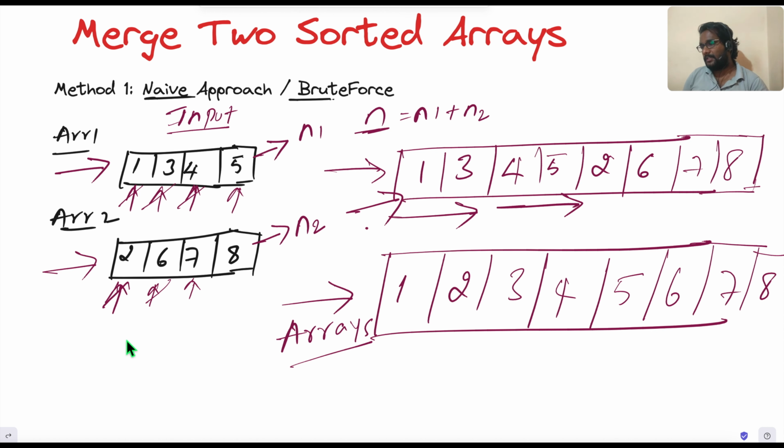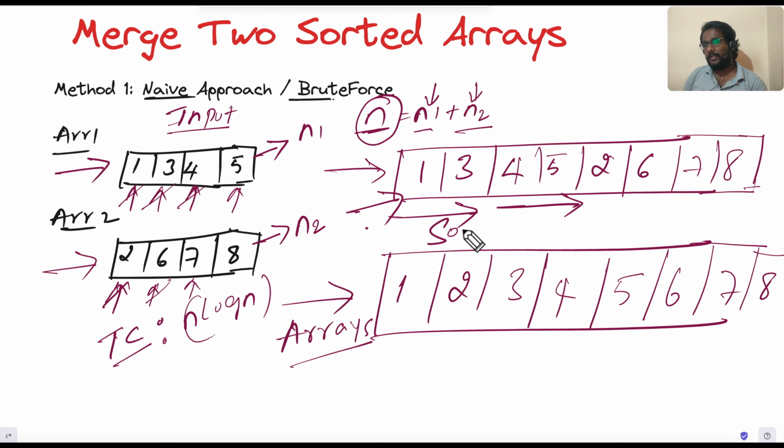Let's understand the time complexity for this approach. The n will be the sum of n1 and n2, where n1 and n2 are the lengths of array 1 and array 2. If n is that, then the time complexity will be n log n, because we are doing a sorting, and any sorting technique will take n log n time. That's the reason our time complexity will be n log n.